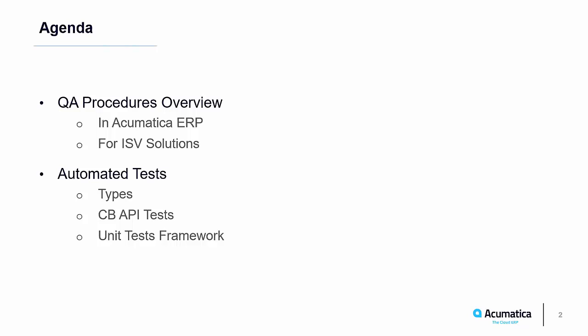It is automated tests. We will compare different types of automated tests. We'll see what pros and cons each type of the tests has, and then we'll review which technologies and which tools we provide for you and we use internally to build these tests. And then we'll talk specifically about two types of automated tests. We will talk about contract-based API tests, and we will talk about a unit tests framework, which is relatively new.